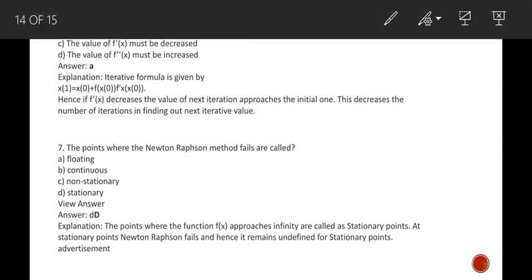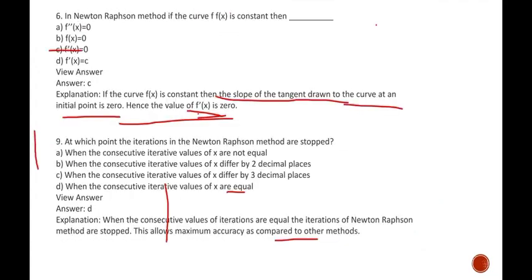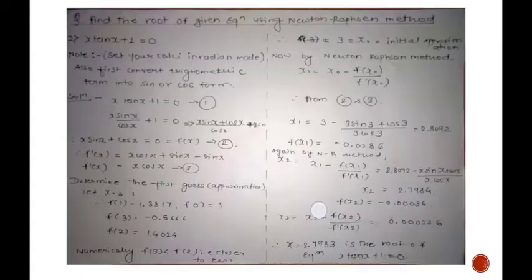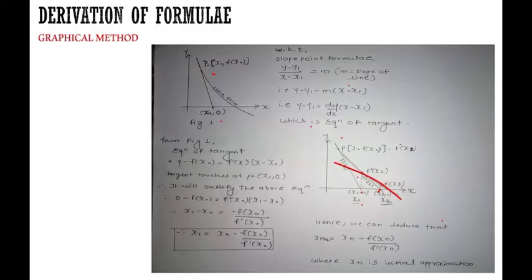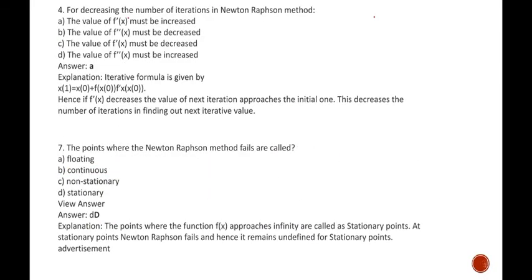The value of f dash of x must be increased, because from the formula we know that if the value of f dash of x tends to 0, the entire correction term becomes larger and larger, and we don't want it to be 0, right? So the value of f dash of x must be increased, so that we get a more accurate answer.